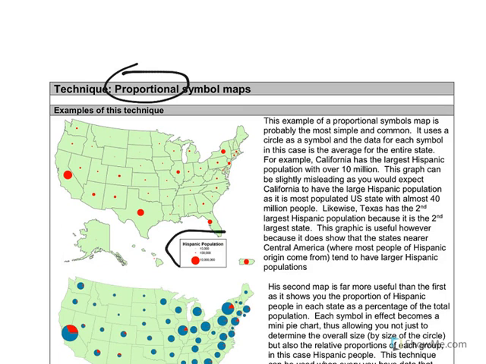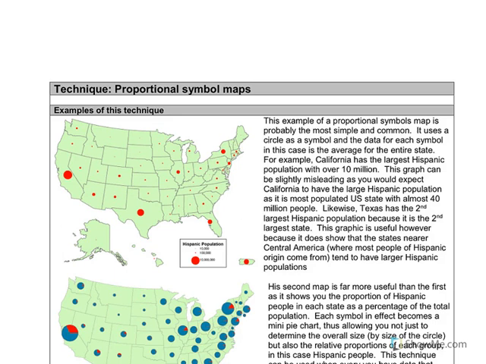First thing you need to look at is the key here, for example, and have a look at what each symbol size actually represents. So for example, this symbol here in California clearly matches the large symbol here, so we know that the Hispanic population of California represents 10 million. We can also see up here in Montana that we've got a very small symbol, so the Hispanic population must be less than 10,000. So that's its first main strength, is that it's easy to match symbols with the values from the key.